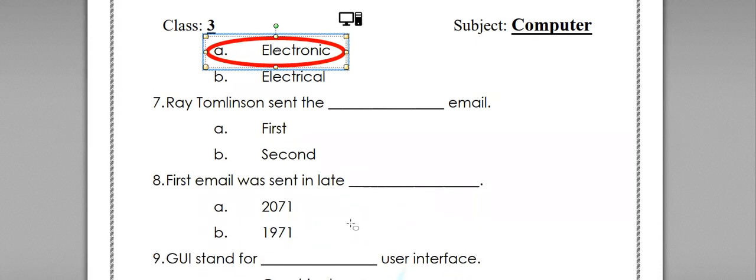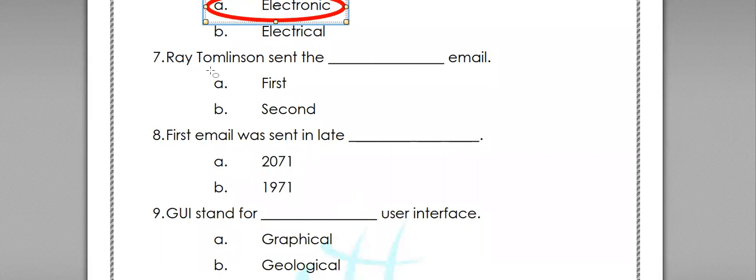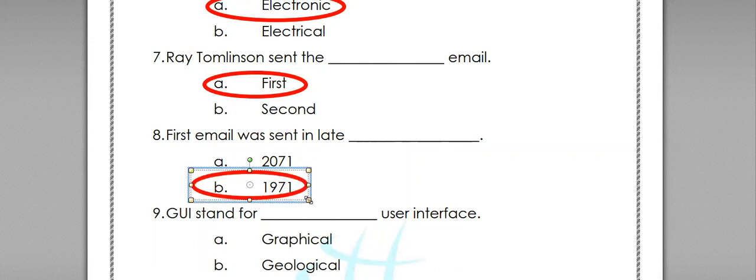Move on to question 7. Ray Tomlinson sent the dash email. He was the first person who sent the email. The first email was sent in 2071 or 1971. The last point B is correct.